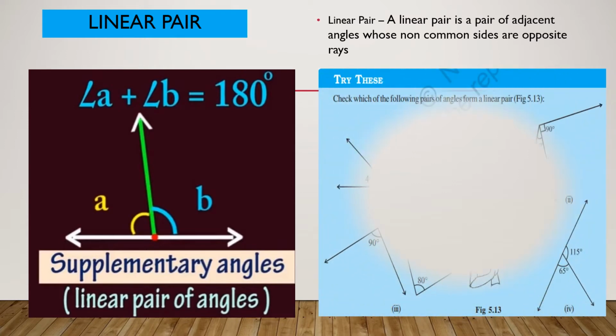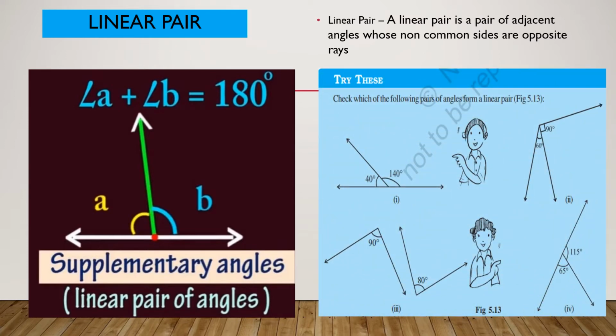Let us try this question. Check which of the following pairs of angles form a linear pair. First question, there are two angles, 40 and 140. You know that 40 plus 140 is 180. That is, they are supplementary to each other. Moreover, 40 and 140 are adjacent also. Therefore, it is a linear pair.